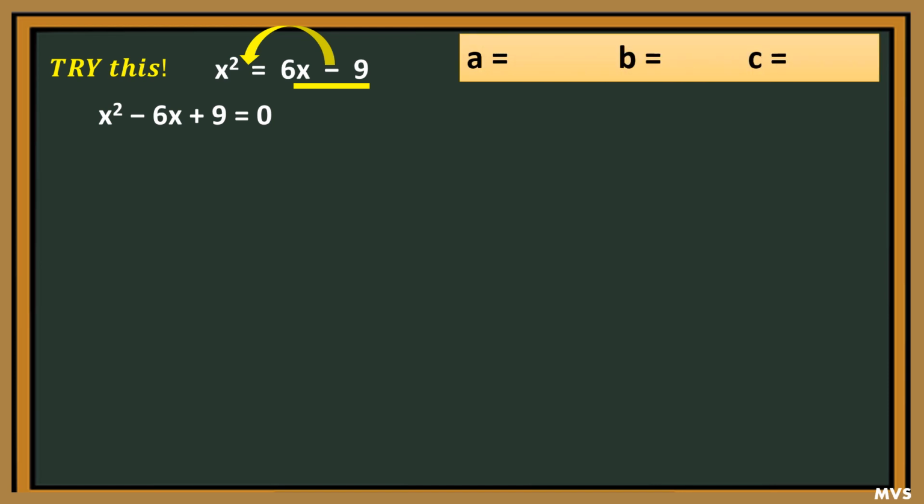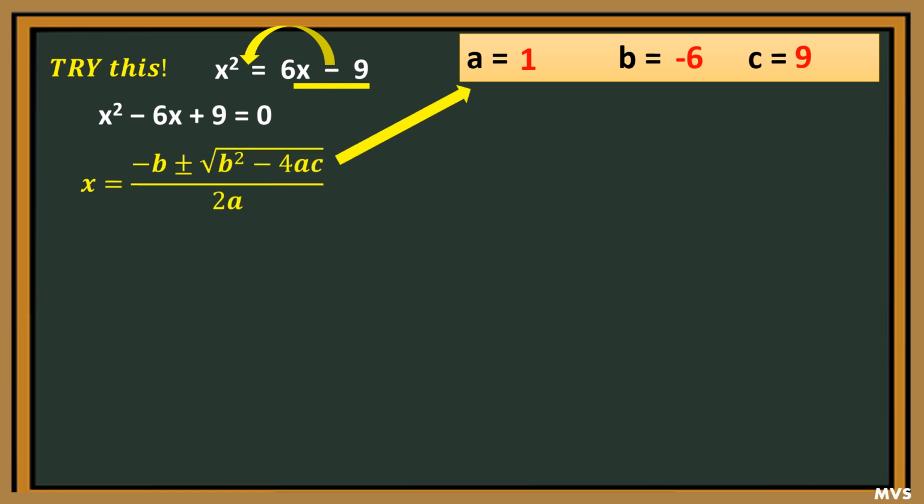So what is the value of A? Positive 1. How about the value of b? Negative 6. And the value of c is positive 9. This time, we're going to use the quadratic formula by substituting the value for a, b, and c.